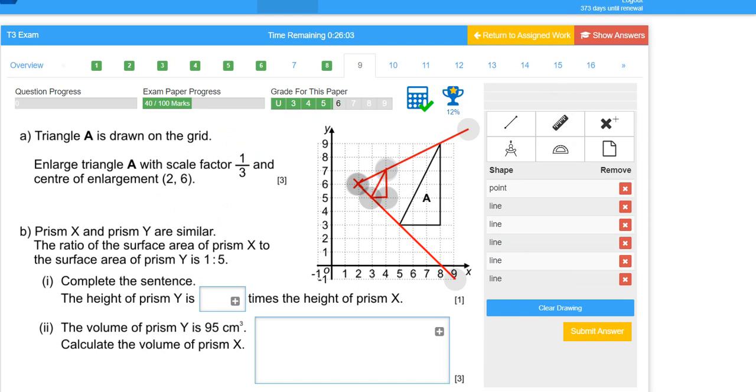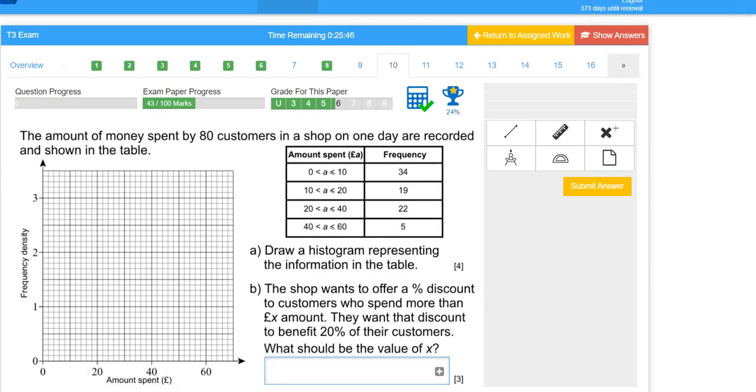Now the second part has to do with what we call area scale factor and volume scale factor. We haven't looked at it. I'm not going to worry about it. I'm not going to do it just for now. But let's get some marks if we can for our triangle. And we got a number of marks there. And moving on to question 10. So many questions we got here. 18. Histograms, again, we haven't looked at this.